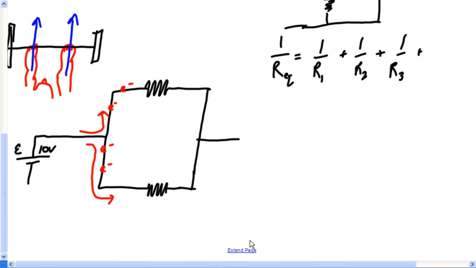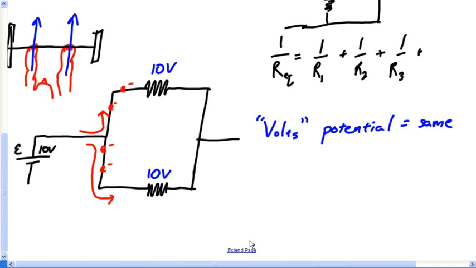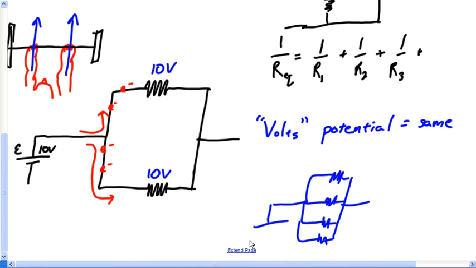Each one of these resistors has 10 volts of potential being exerted on it, which means volts, better known as potential, is the same when things are in parallel to each other. So even if you had 2, 3, 4, if you had all these parallel resistors all connected together, and you had one 5-volt battery attached to it, if that were a possibility, what does that imply?